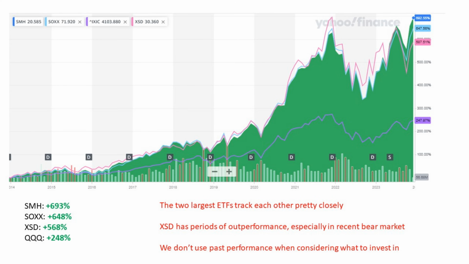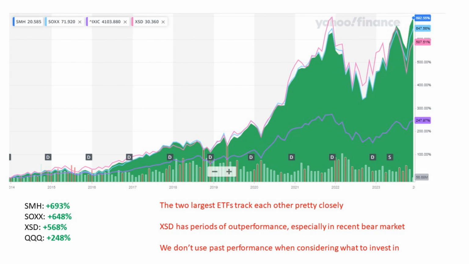So when we look at performance, that's what everybody wants to know, right? What's the performance of these ETFs? Well, we have about 10 years to look at these names before we run out of data to look at. You can see that SMH, the largest of the three, returned 693%. Then you have SOXX at 648%, XSD at 568%, and NASDAQ at 248%.